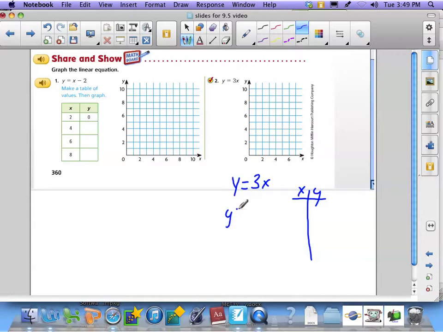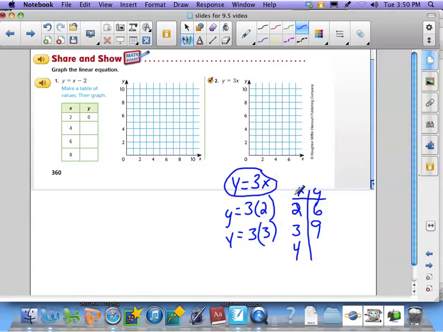So y is equal to 3x, and I'm going to choose 2 for x. So I can substitute that in. If x is 2, then y is 6. Okay, I'm going to choose another value. If x was 3, I can substitute into the equation, so x is 3, y is going to be 9. If x is 4, I'll substitute it into this equation. y is equal to 3 times x, so if x is 4, y is 12. And if x is 5, y is going to be 15, because 3 times 5 is 15.